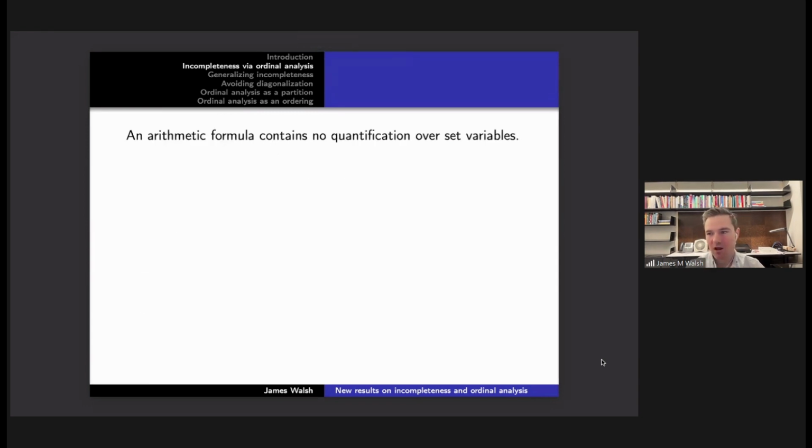Now I'm going to be talking about arithmetic formulas in what follows. When we're talking about L2 formulas, by an arithmetic formula, I just mean one that doesn't have quantifiers over set variables. It can have set variables, but it can't contain any quantification over set variables. So for example, this formula is arithmetic because the only quantifiers in it range over numbers. It only has number variables. This formula is not arithmetic because it includes this quantifier Y over sets of numbers.